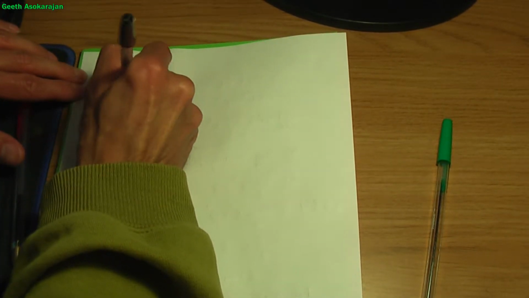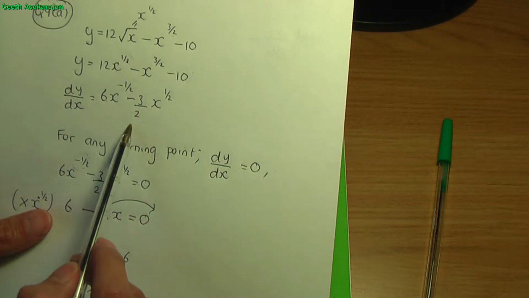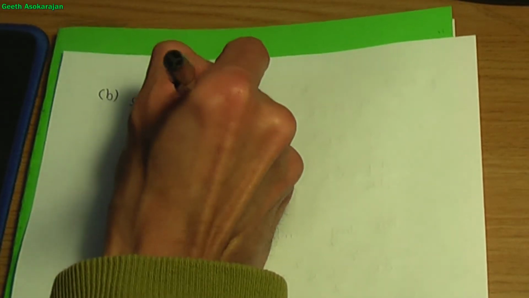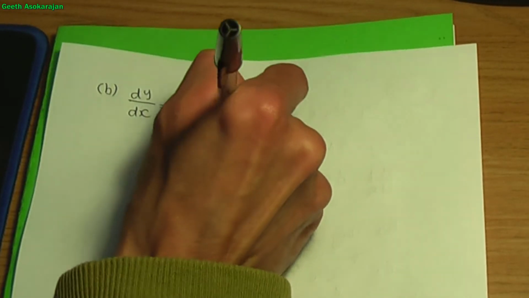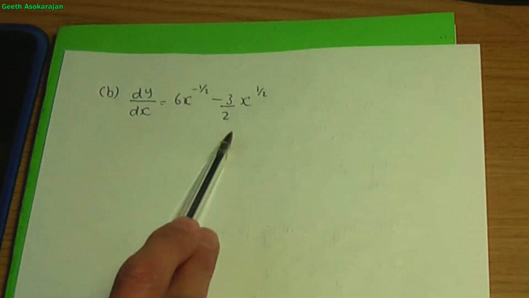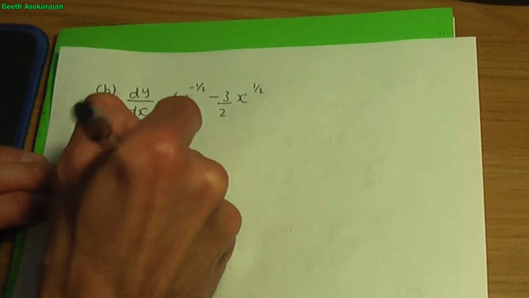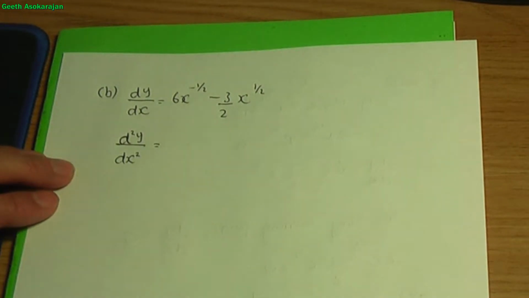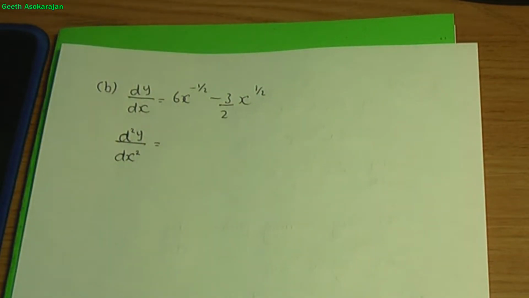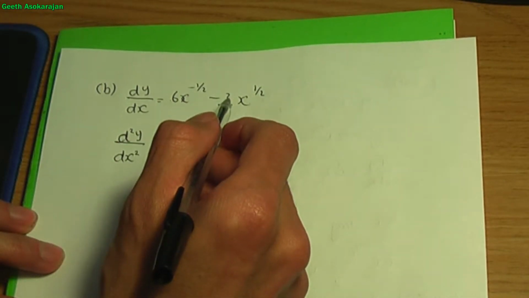For dy over dx, just to remind ourselves, we had 6x to the minus half minus 3 over 2 x to the power plus half. That is what we have for dy over dx. And what we need to do is differentiate again to calculate the second derivative, d2y over dx squared. So remember the idea of differentiation: multiply by the power, subtract 1 from the power.